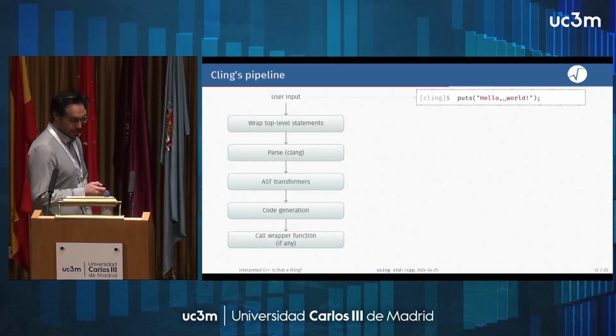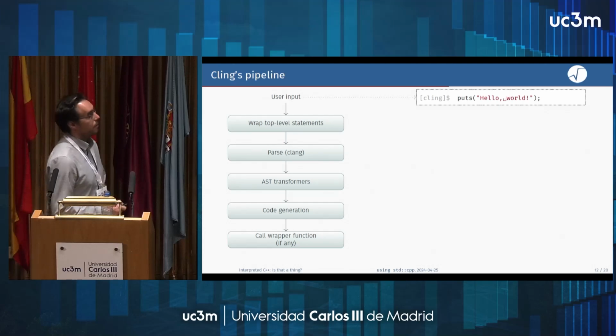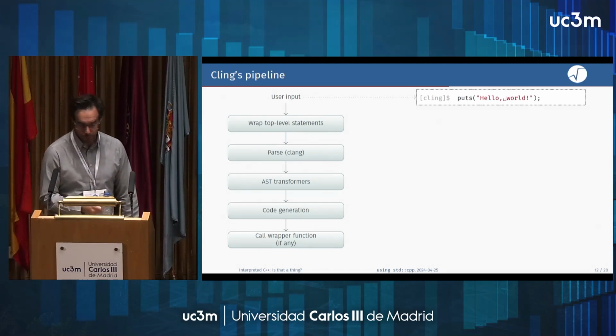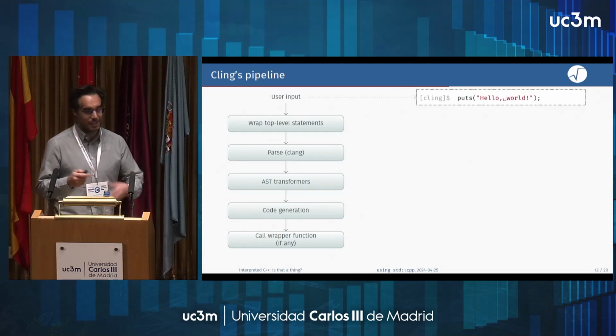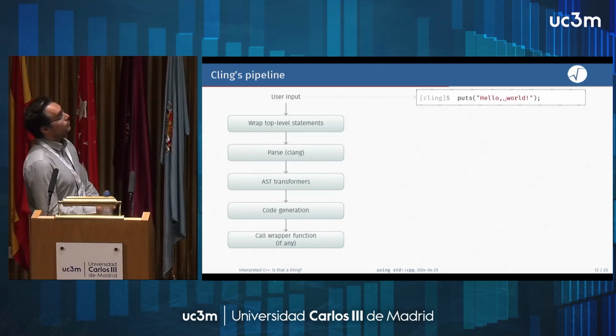So basically, all that Cling does can be seen as a pipeline for each input line, unless the input comes from an output file, in which case we optimize some of the stuff. But if you type things on the prompt, it runs this pipeline for all input lines. So let's start with a simple example, calling puts again.